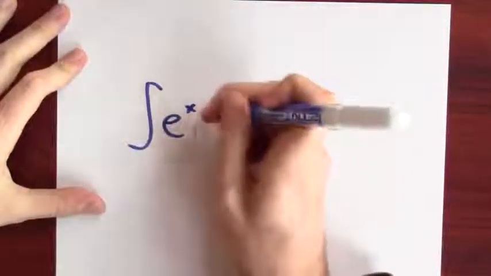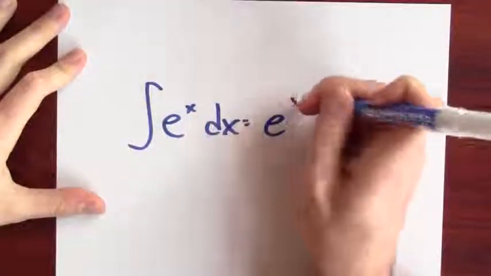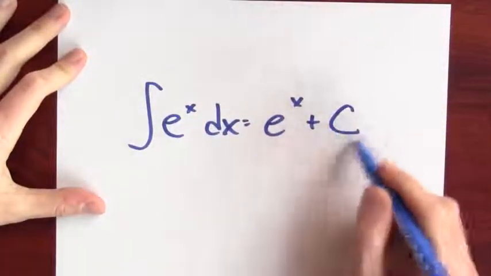Now we've seen how to antidifferentiate some trig functions and polynomials. Can we antidifferentiate, say, e to the x? So the most general antiderivative of e to the x is just e to the x plus some constant c. How do I know that?